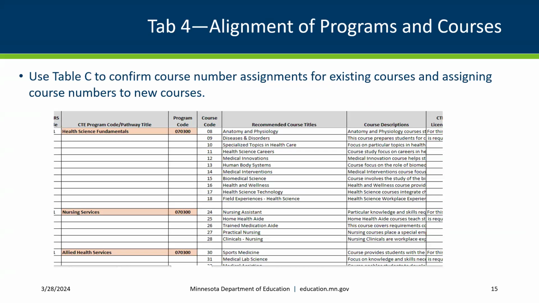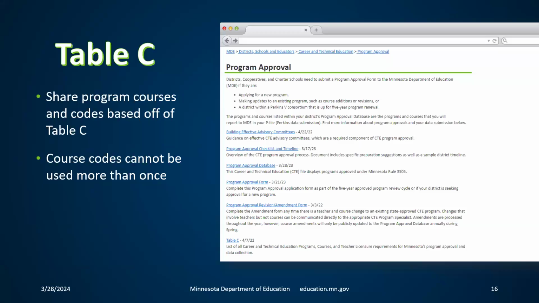Here is a section of Table C. You can see the program codes, recommended course titles, and descriptions. If you have questions about the course aligning with a title, please check the description. If you still have questions, please reach out to me for additional help. Reminder that you can find Table C on the MDE Program Approval website.